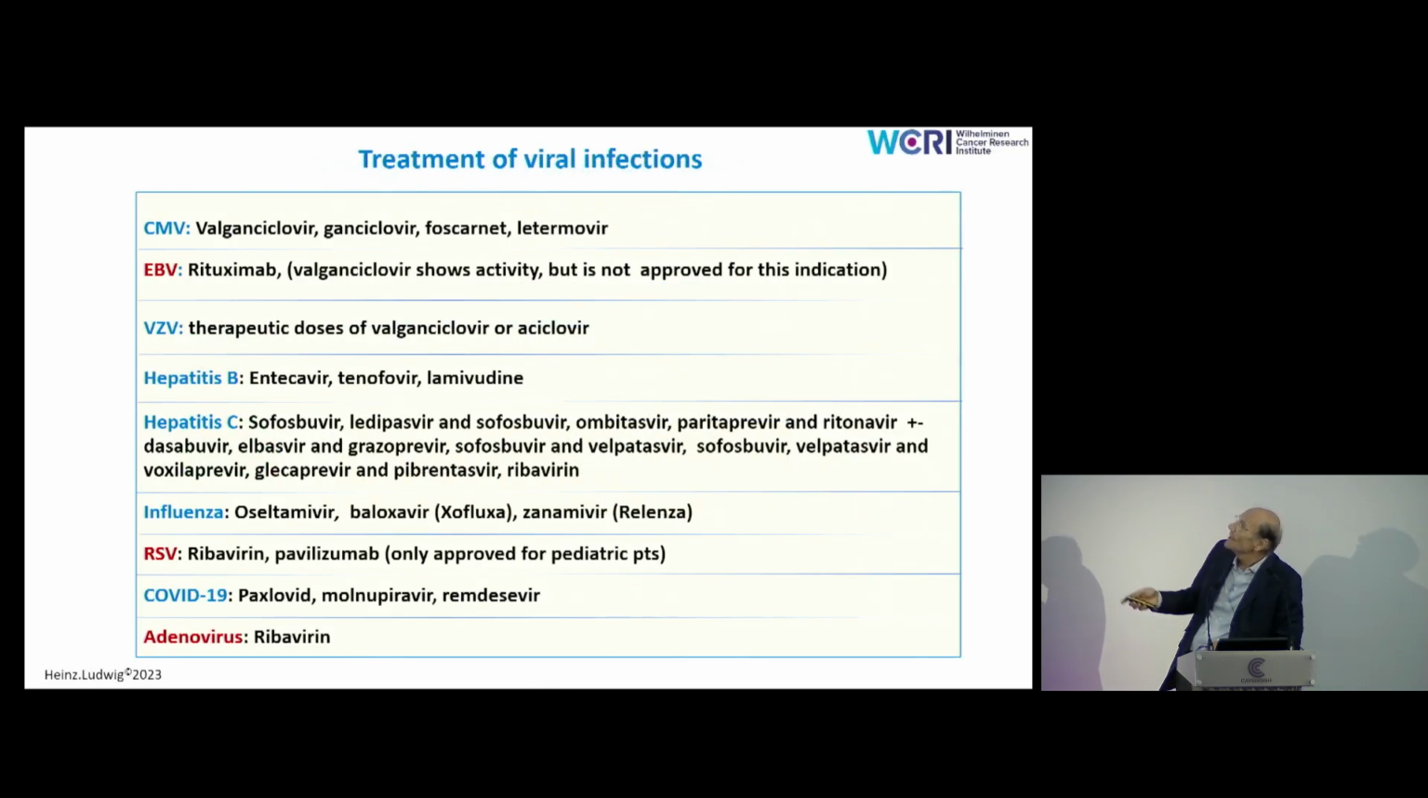So coming to other treatments, viral treatments of viral infections, I think EBV can be treated. You can use rituximab. You can use valganciclovir, which is active but not approved. You can, of course, use T-cell therapy. And I just point to RSV virus. You can use ribavirin, again not approved in elderly patients. And for adenovirus, ribavirin is active but not approved in elderly patients.